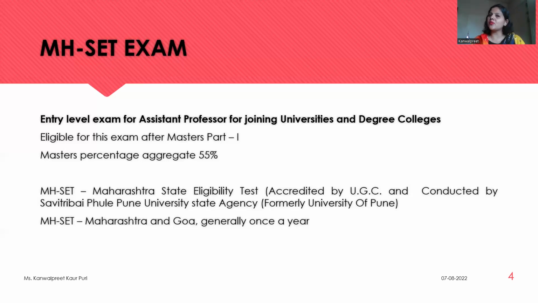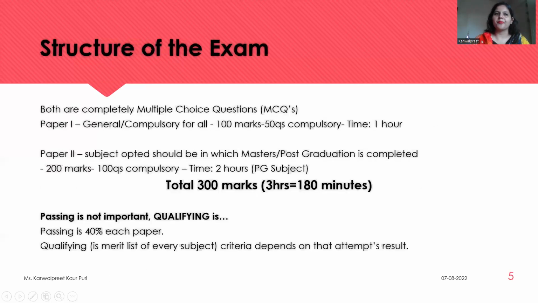With reference to Maharashtra, our job prospects are limited to only Maharashtra and Goa. But as I'm NET qualified, I can even apply in different states, because it opens wider opportunities. So even if you are SET qualified, make sure you qualify NET. And if you fall in the age bracket of JRF, please fill the form for Junior Research Fellowship. Now, the structure of the examination: both are completely multiple choice questions, meaning you will be given 4 options.